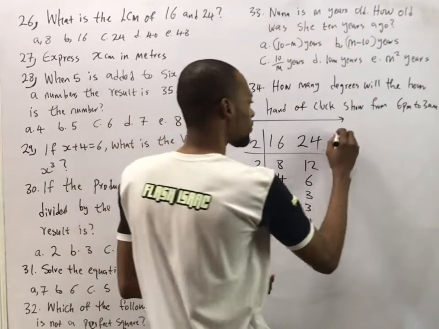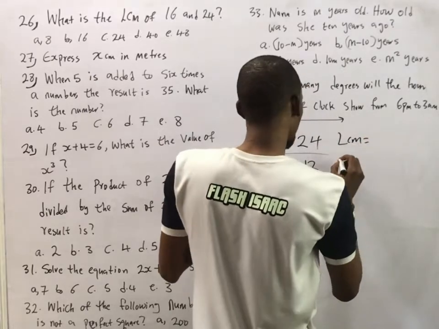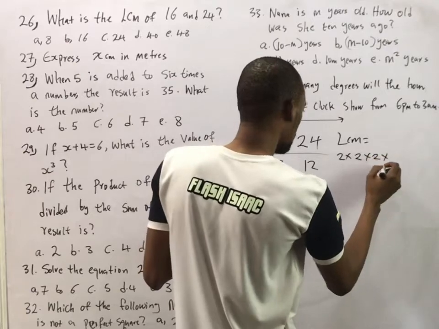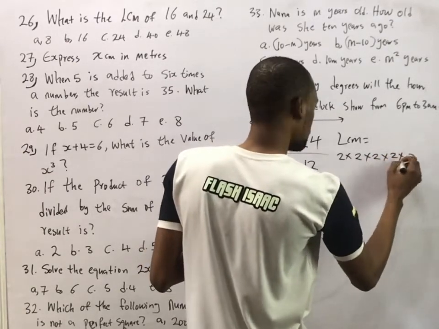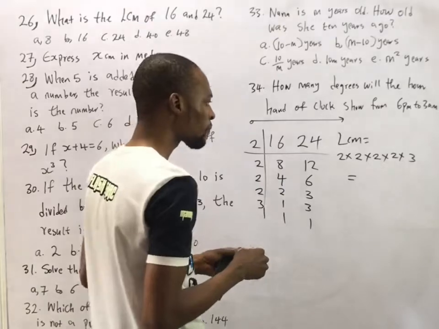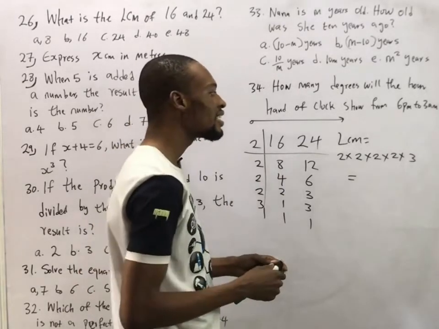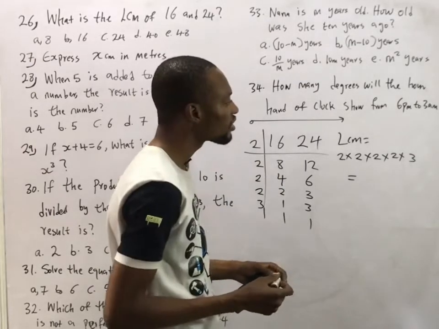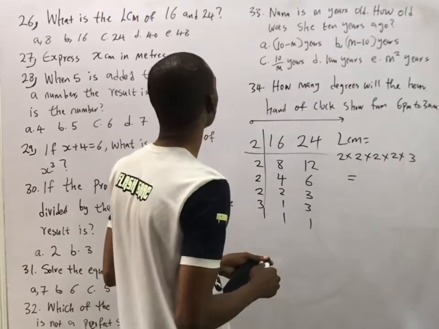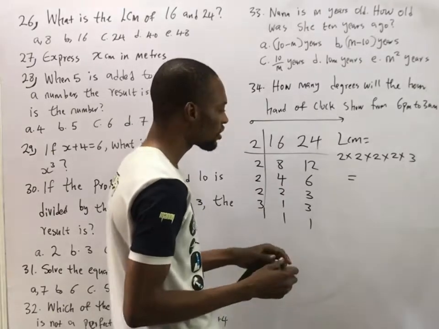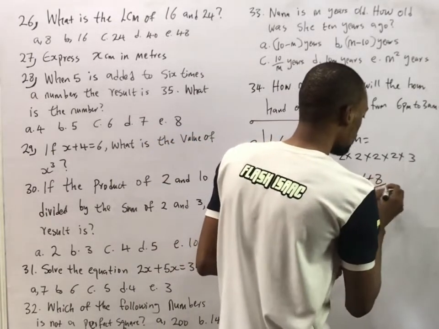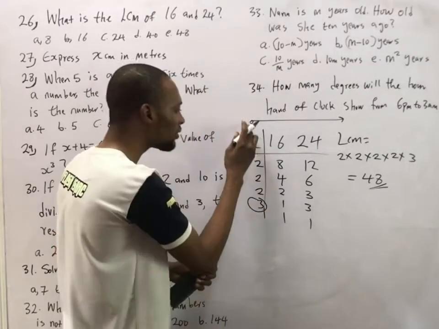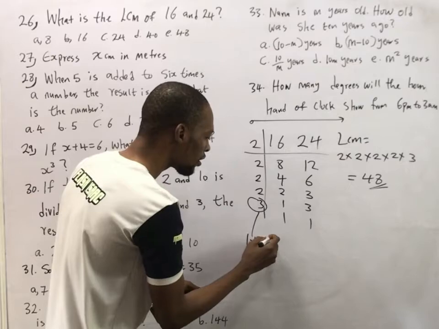So the LCM is equals 2 times 2 times 2 times 2 times 3. So 2 times 2 is 4. 4 times 2 is 8. 8 times 2 is 16. 16 times 3 is 48. So the LCM is 48. While the LCM is 48, these 3, the highest value here is the HCF, highest common factor.